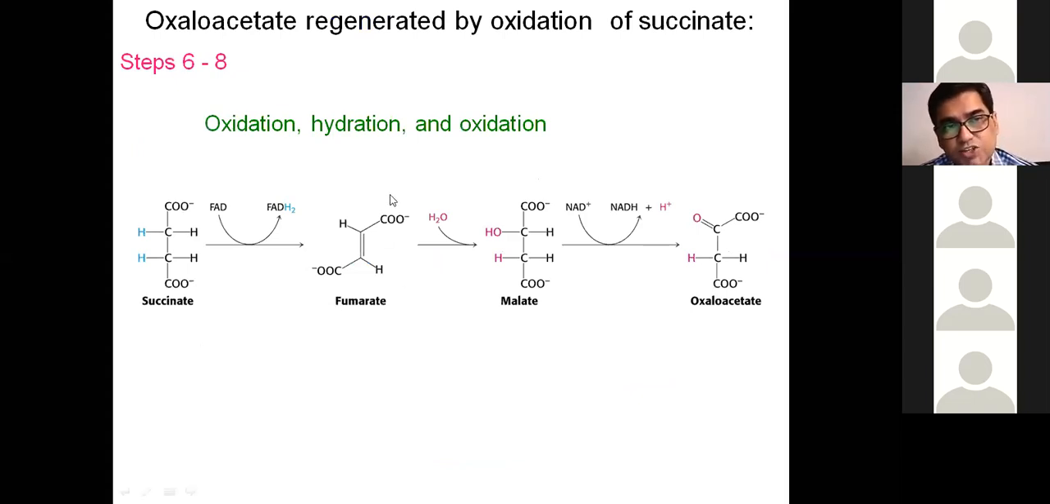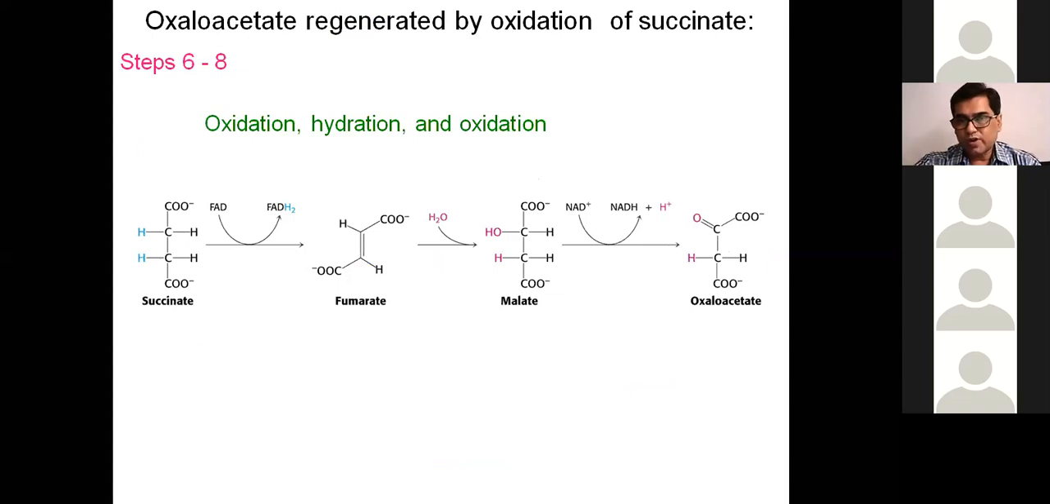Step 6 to 8, succinate is oxidized to fumarate, and FADH2, the only FADH2 which is produced in the Krebs cycle, is produced in this reaction. When succinate is oxidized to fumarate, fumarate is then converted into malate, and malate is again oxidized to oxaloacetate.